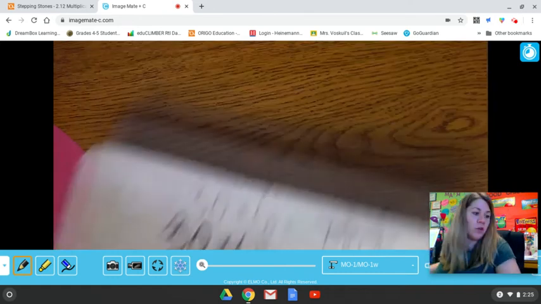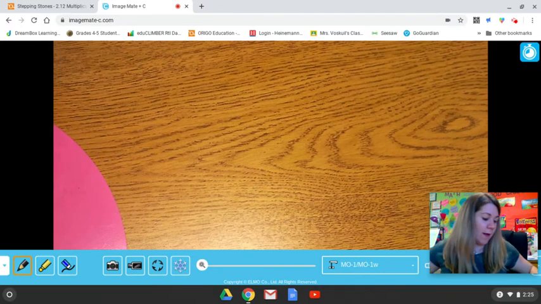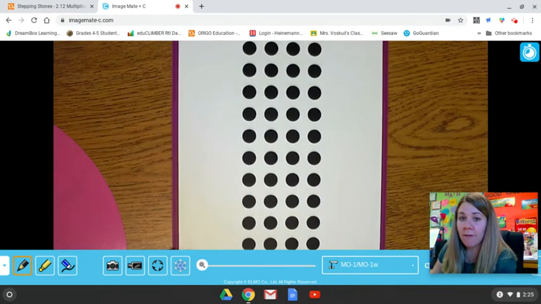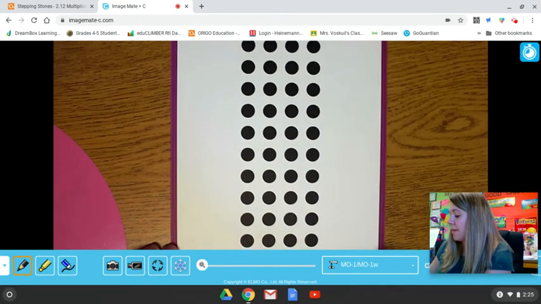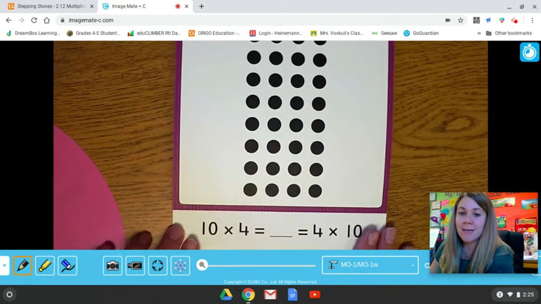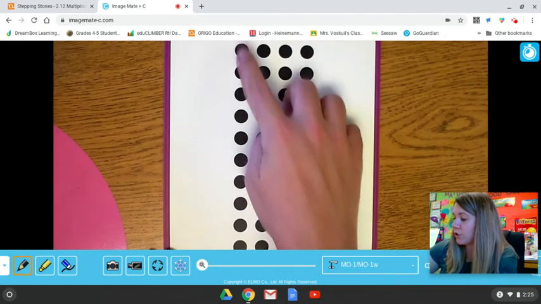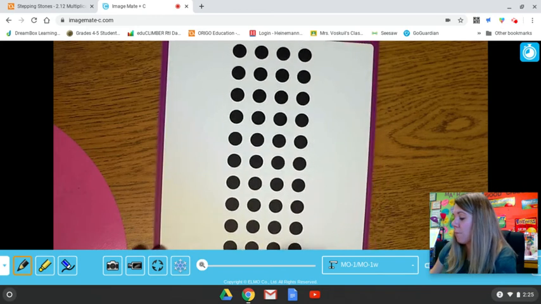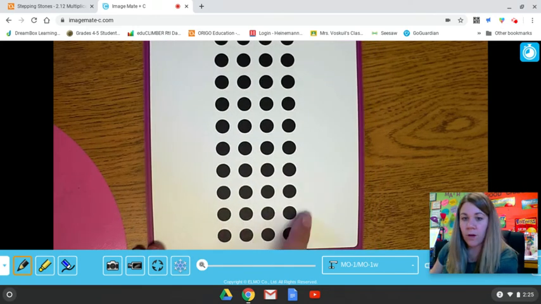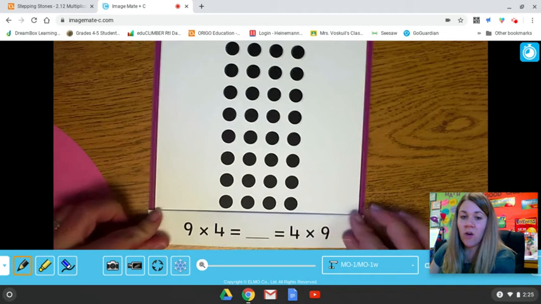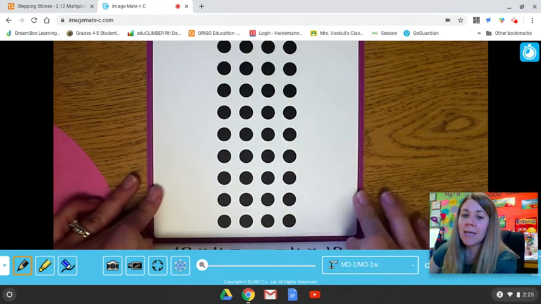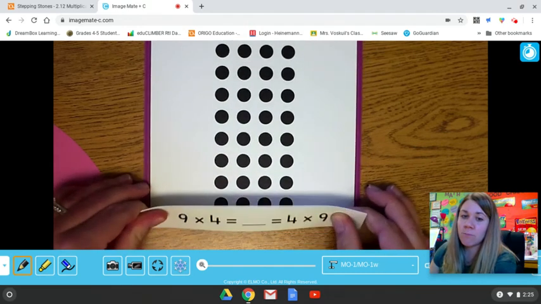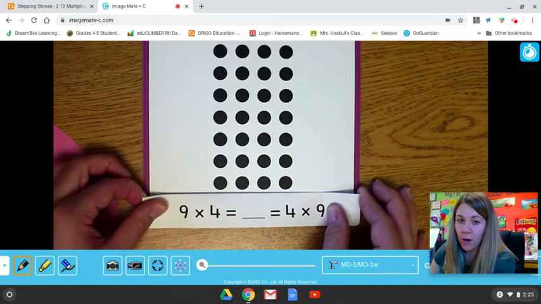So now let's review our nines fact strategy as well. This is what we did on the lesson just prior to this. Here I have an array, and this array right now is showing 10 times 4. 1, 2, 3, 4, 5, 6, 7, 8, 9, 10. There's 10 rows and 4 in each. If I want to solve 9 times 4, I can use that information from 10 times 4 and then subtract one group of 4.